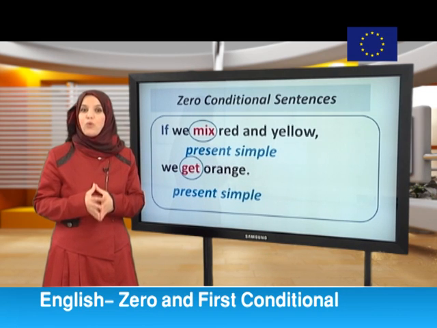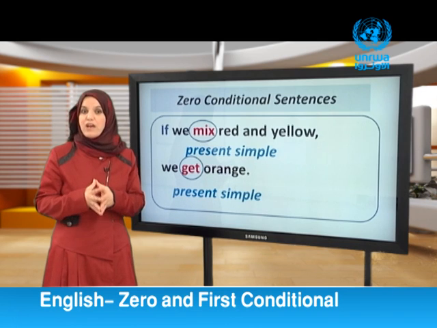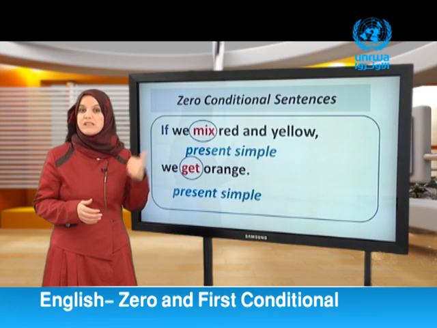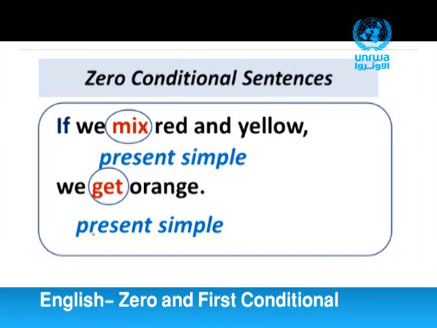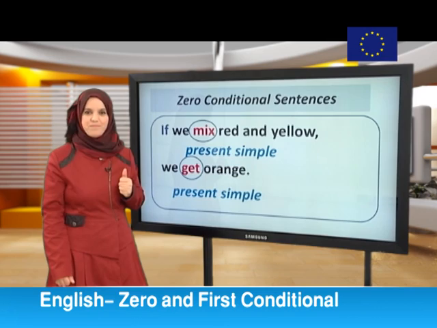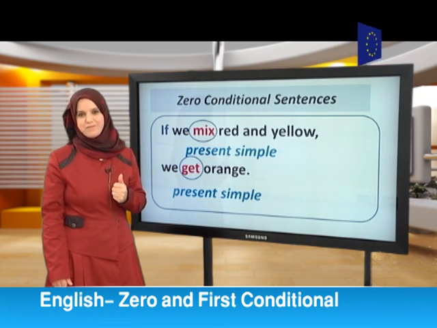And remember, we form the present simple tense with the infinitive plus s for the pronouns he, she, and it. So we can say, if she mixes red and yellow, she gets orange. If he mixes red and yellow, he gets orange.